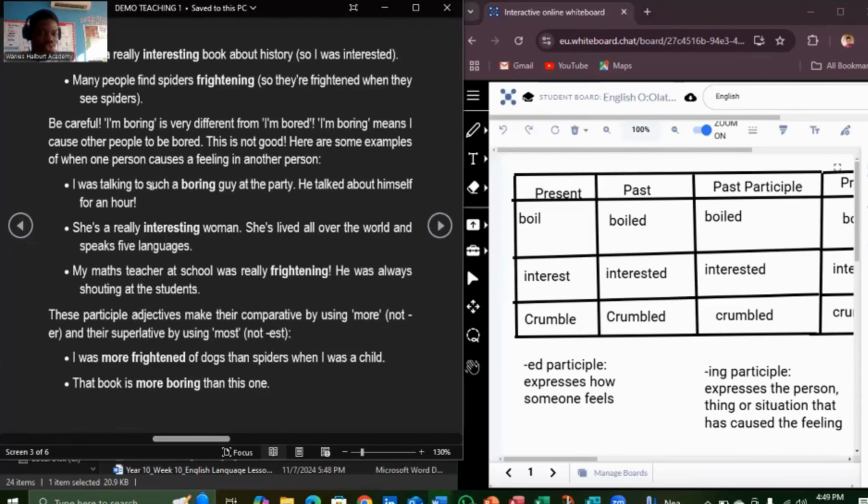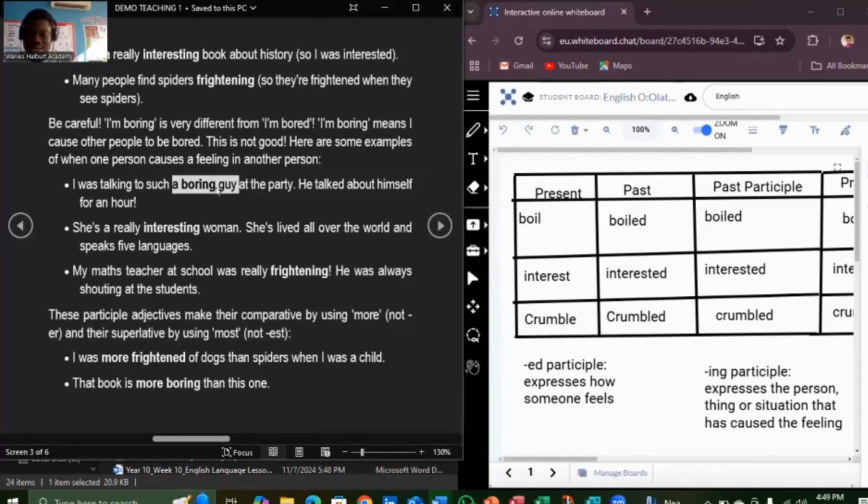I was talking to such a boring guy at the party. If you look at the expression, a boring guy, the adjective here is what? Boring. Boring describes the guy. But remember, what form does it take? The present participle form.